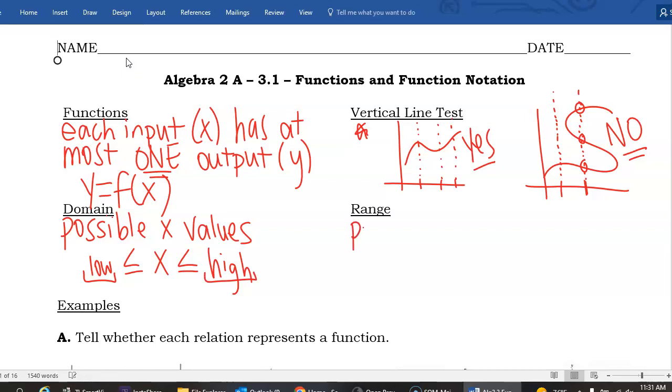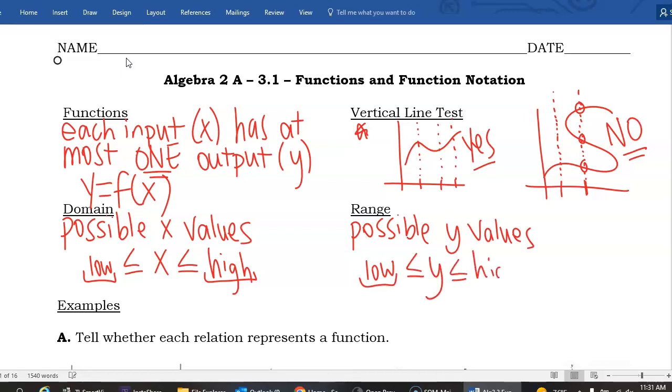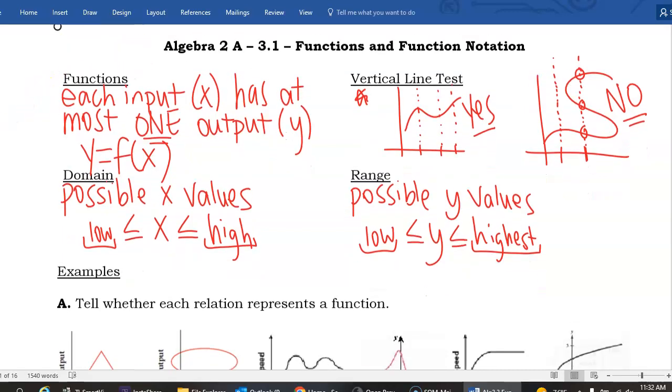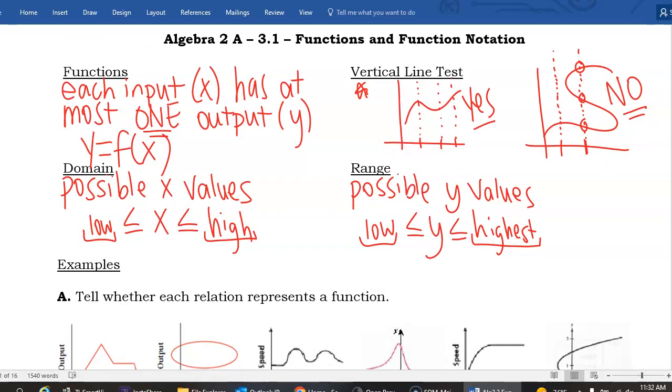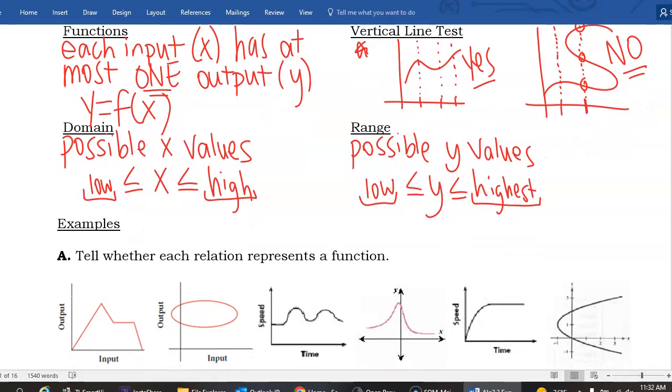Range is going to be our possible output values. And we're going to represent that the same way, whatever our lowest possible output value is to whatever our highest possible output value is. Now this is specifically for continuous functions. There are different ways to write domain and range if you have discrete functions or using set notation, but we're going to just keep it simple. Lowest x to highest x, lowest y to highest y for our continuous functions.